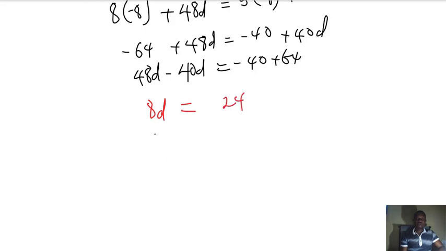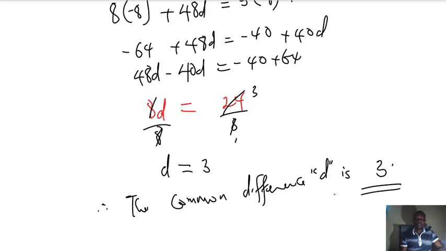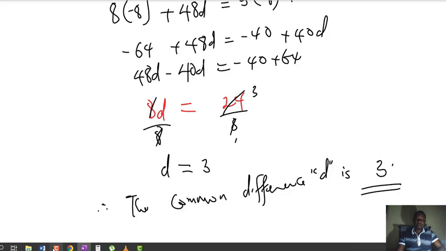Because we are solving for d, we divide both sides by the coefficient of d, which is 8. So this 8 will cancel this 8, and 8 goes into 24 three times. So we have d equal to 3. Therefore the common difference, which is d, is 3. So that is how we solve for the common difference of the AP.